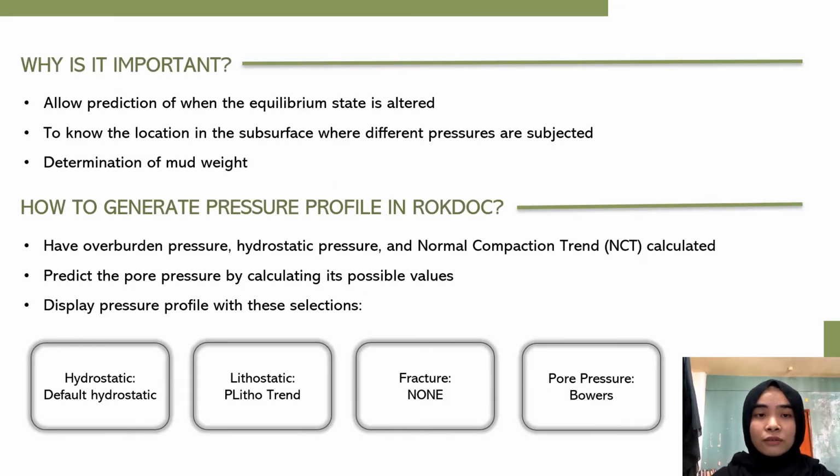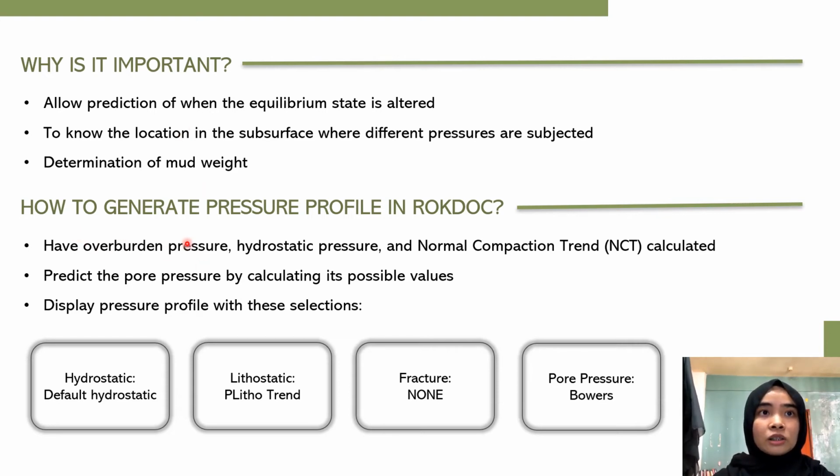Why do we need to have this pressure profile? Pressure profile is important because it can allow the geoscientists to make prediction of how and when the original equilibrium state of the subsurface formation is being altered. Next, we can also know the location in the subsurface where different pressure levels are being subjected to the rocks. Moreover, by using the data from the pore pressure gradient, we can also determine how much mud is needed. Hence, we can provide appropriate mitigation measures. Hence, we will be able to reduce risk while drilling.